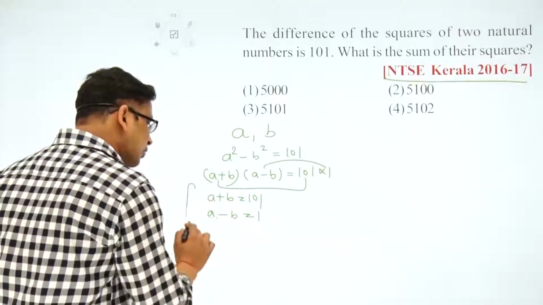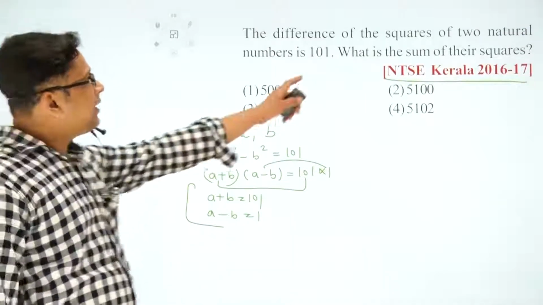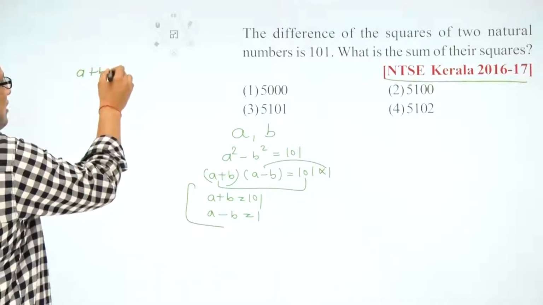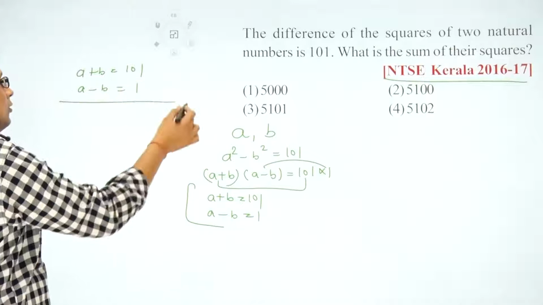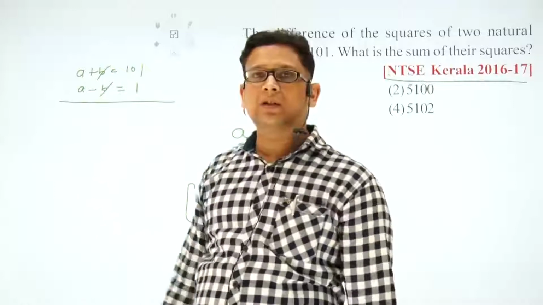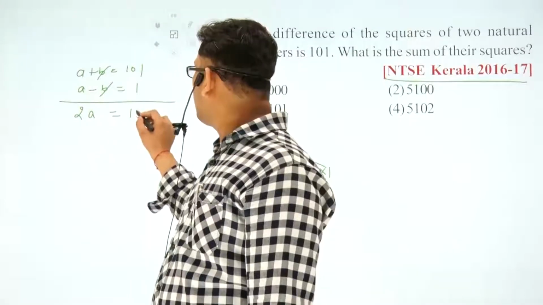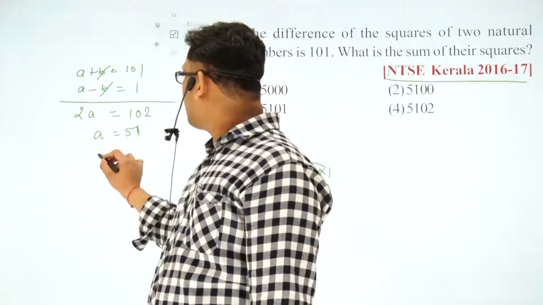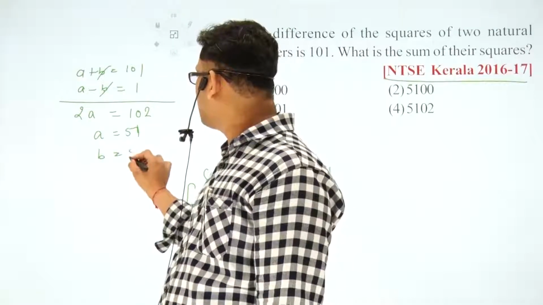After solving these two linear equations in two variables, we get the values of a and b, and then finally we have to find the sum of their squares. So a plus b is equal to 101, and a minus b is equal to 1. We add these two equations, and b and b cancel out, because plus b and minus b cancel each other. This gives twice a is equal to 102, so a is equal to 51, and after putting the value of a in either equation, we get b equal to 50.